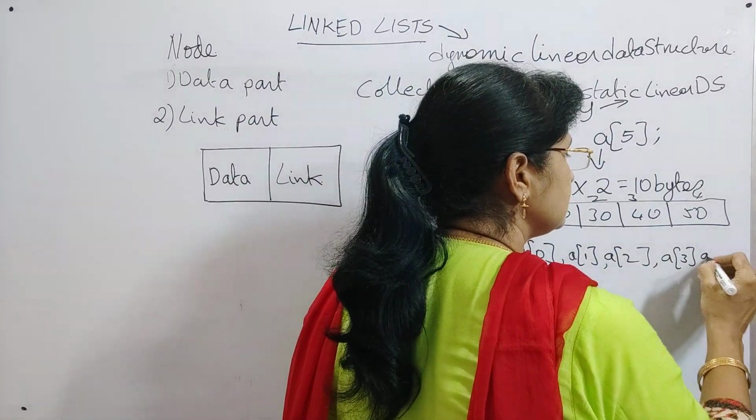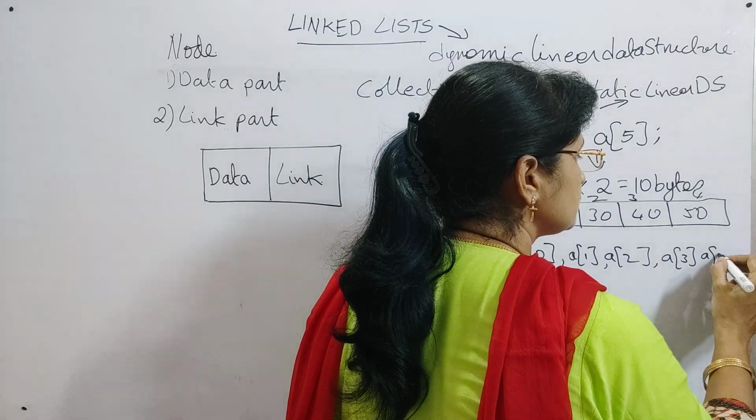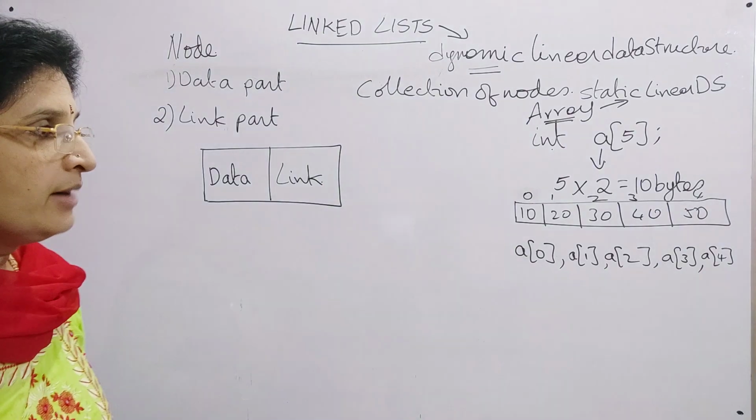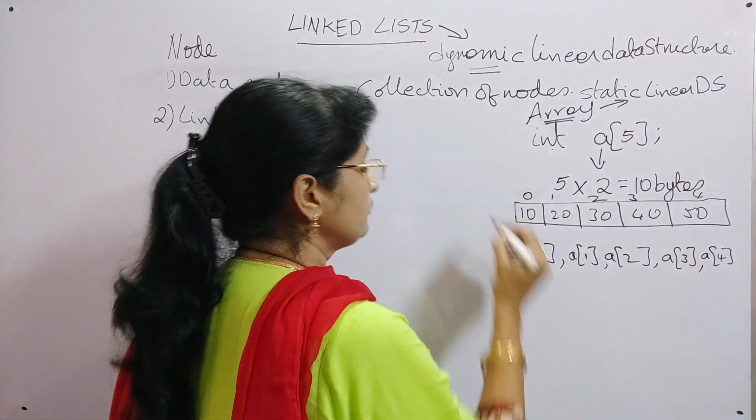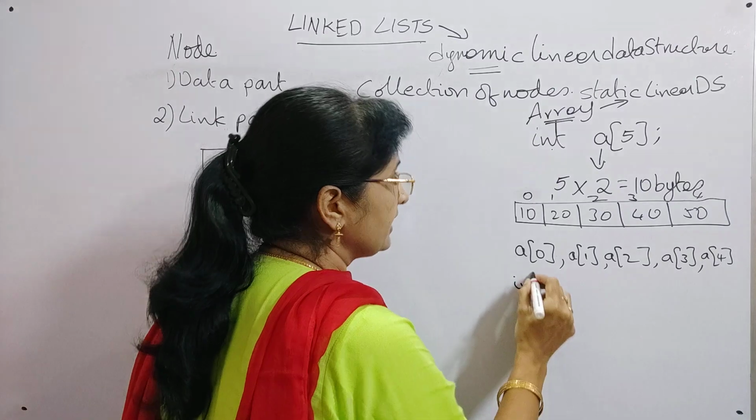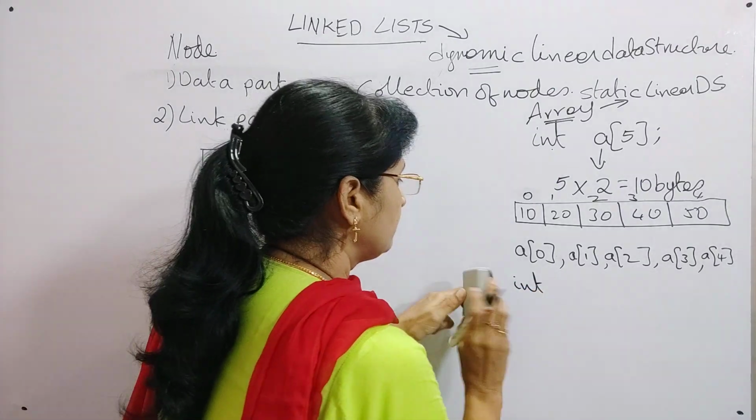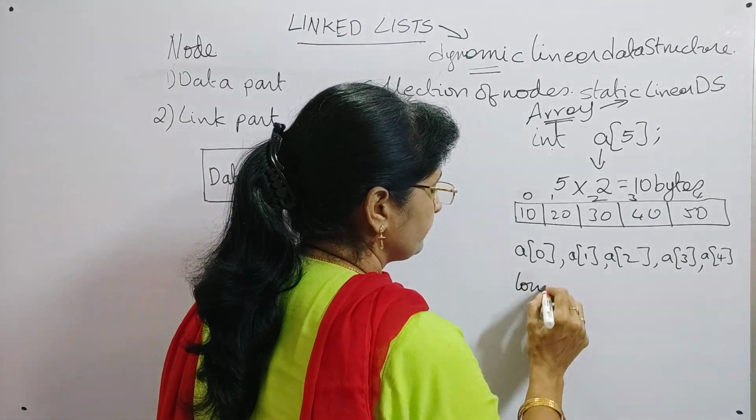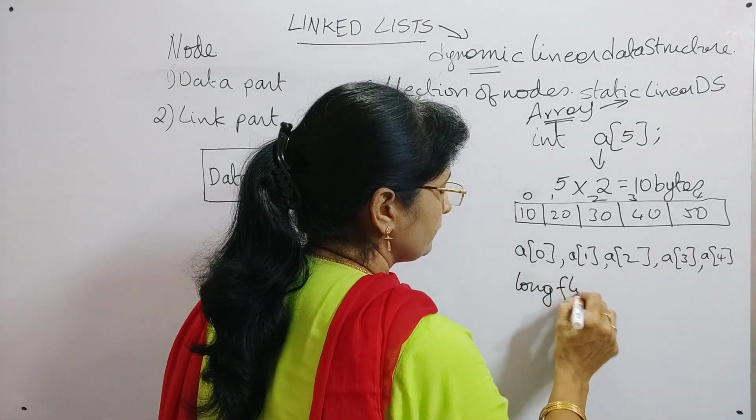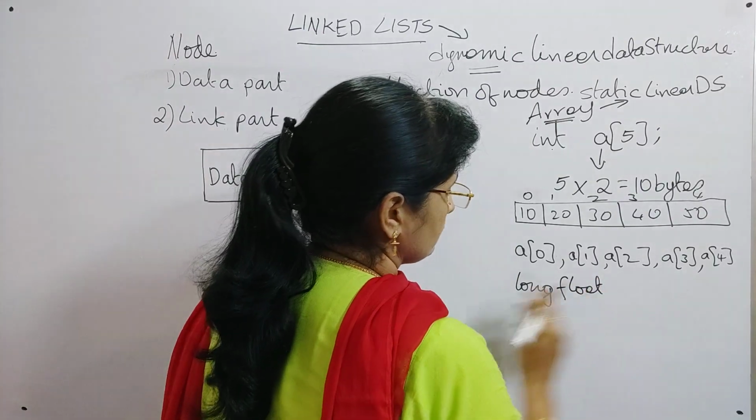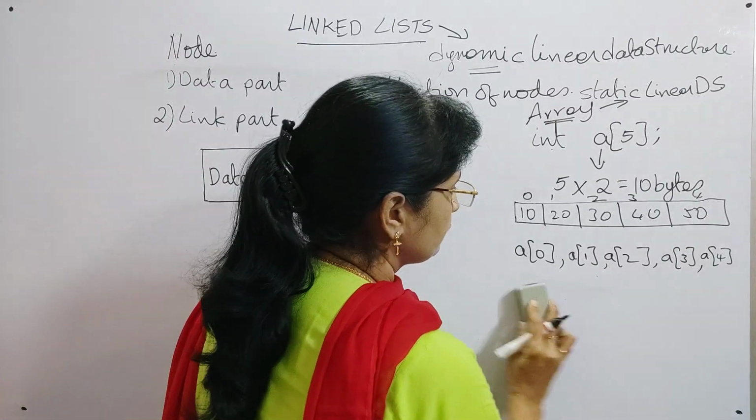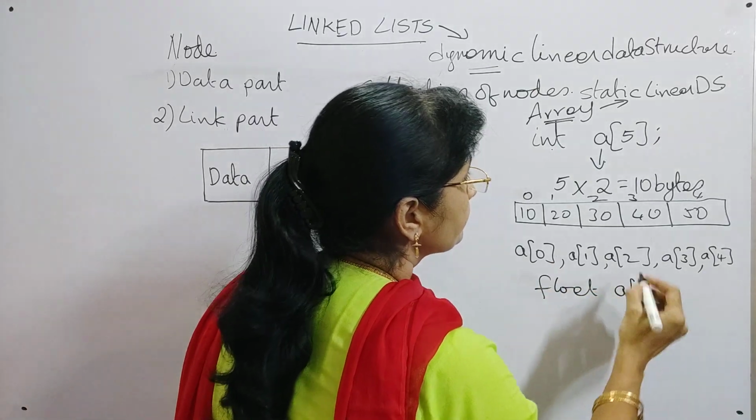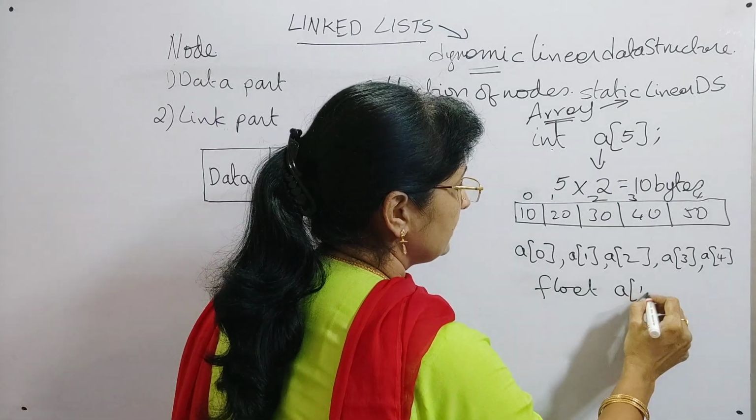But the difference is, whenever you want to use an array, we call it a static linear data structure. So why we are going for a linked list is, for example, if you are declaring an array, say float A of, for example, some 1 lakh.